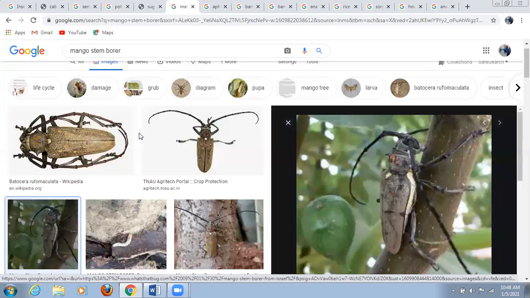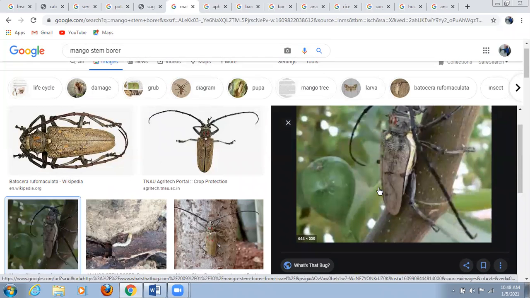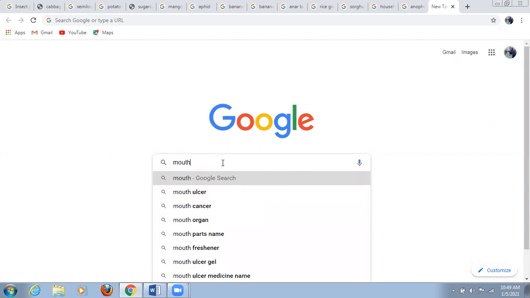Again, this is an important stem borer, the mango stem borer. You can see this one is the mango stem borer. They harm mango trees. So my dear friends, try to understand this insect. When we learn about the insect, it is very important to learn about the mouth parts of the insect.